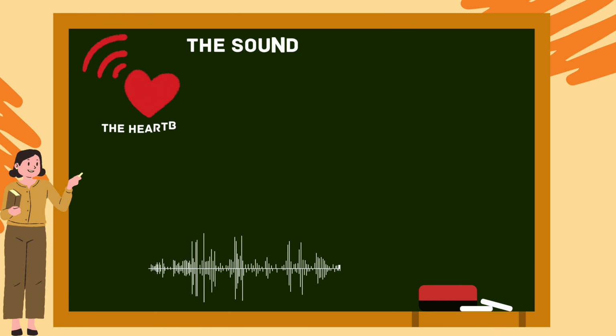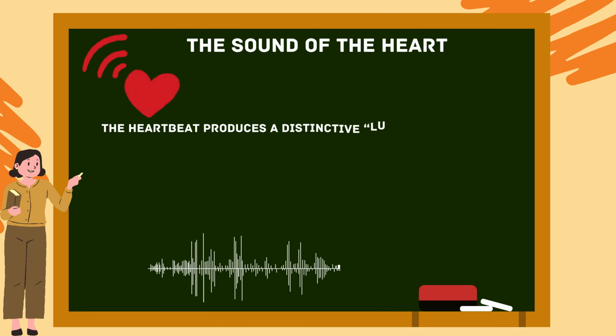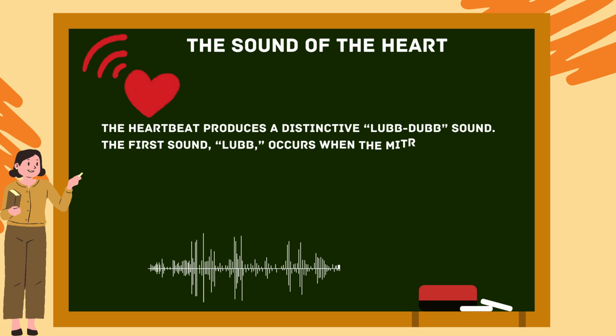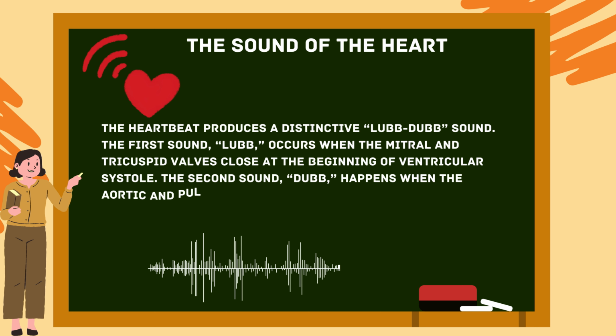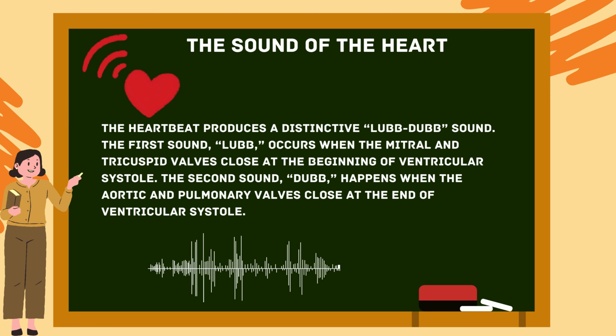The sound of the heartbeat produces a distinctive lub-dub sound. The first sound, lub, occurs when the mitral and tricuspid valves close at the beginning of ventricular systole. The second sound, dub, happens when the aortic and pulmonary valves close at the end of ventricular systole. Let's hear this.